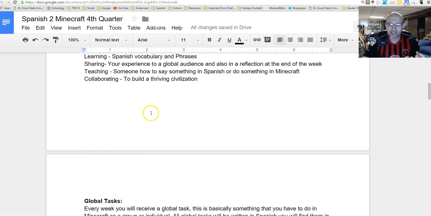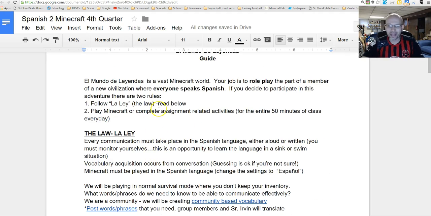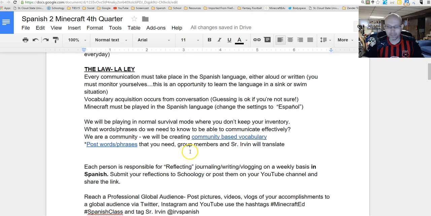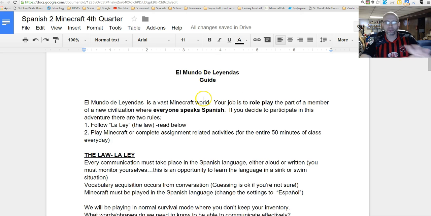But throughout the week, as it says here, there's only really 2 rules. Number 1 rule is that you have to follow la ley. Make sure you read these things about the law, okay? And then the next thing is that you're going to be working on Minecraft every single day, or you're going to be working on a Minecraft related activity, for example, a vlog or a reflection or the vocab list for the entire 50 minutes of every single class period. Those are the 2 rules. If you can't follow those rules, you shouldn't be doing this assignment.